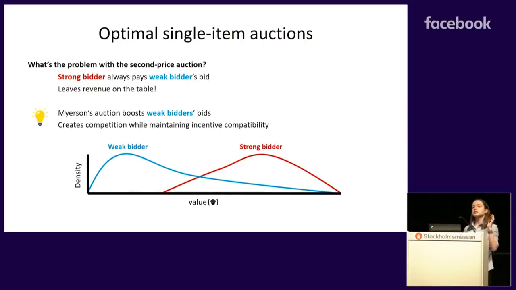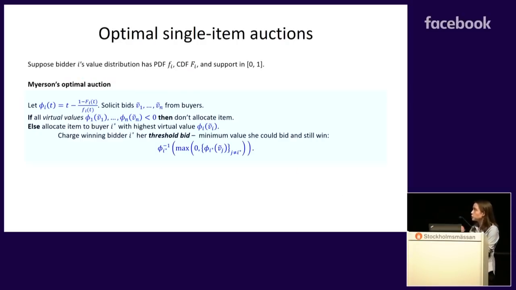So what Myerson's auction does is it boosts these weak bidders' bids to create competition for the strong bidder. So it artificially boosts his bids. And the amazing thing is that Myerson's optimal auction maintains incentive compatibility nonetheless. So I'm going to tell you what Myerson's optimal auction looks like now.